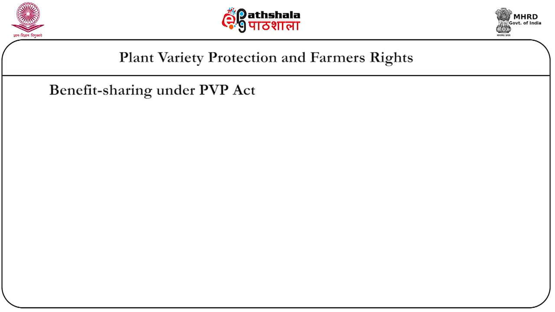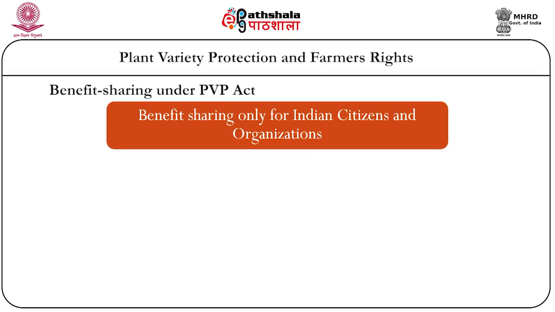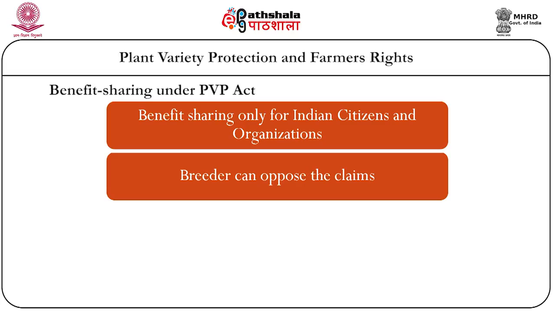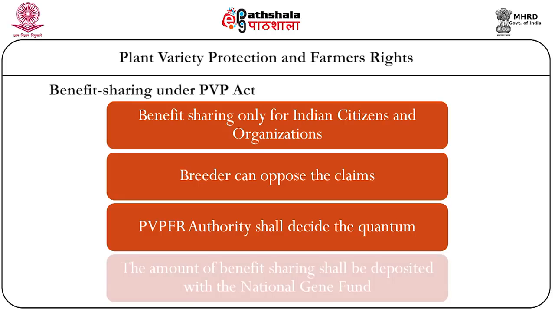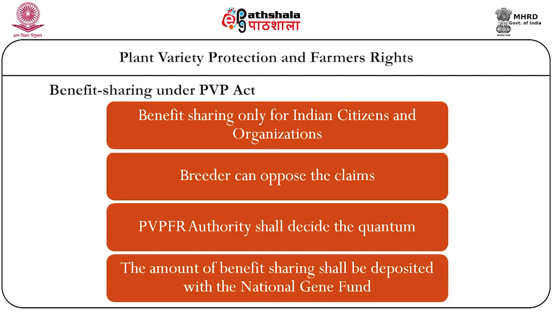Benefit sharing under the Plant Variety Protection Act is one of the important pillars of the legislation. Benefit sharing, however, is only for Indian citizens and organizations. Breeders can oppose the claims regarding benefit sharing. The Plant Variety Protection Authority shall decide the quantum of benefit sharing. The amount of benefit sharing will be deposited in the National Gene Fund. The importance of having a benefit sharing requirement under the Act is precisely because certain varieties have been traditionally cultivated, and the breeders who rely on such varieties are required to make payments regarding the benefits that they have derived from using those varieties for further breeding.